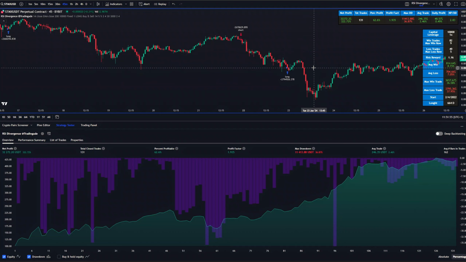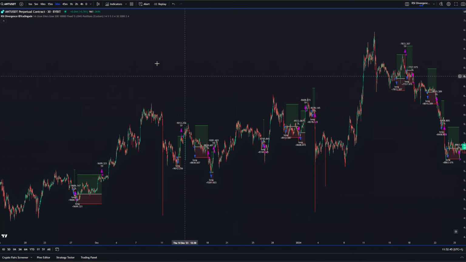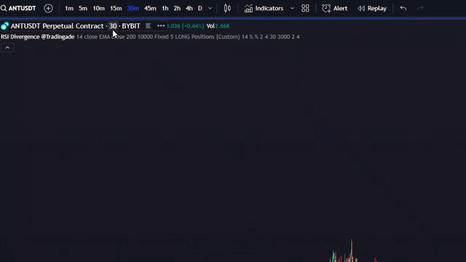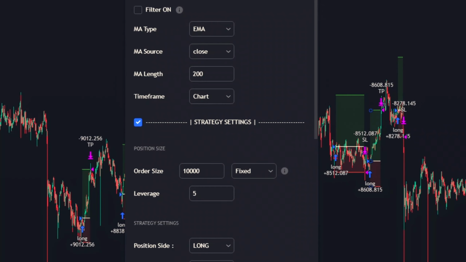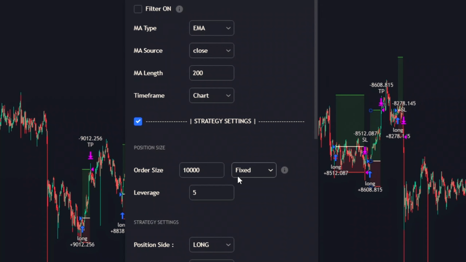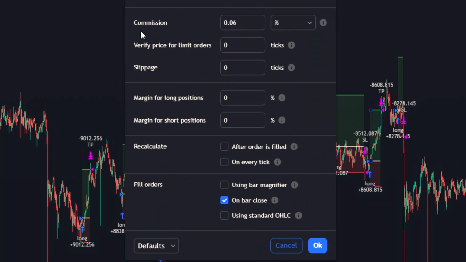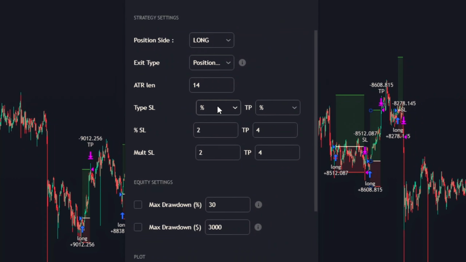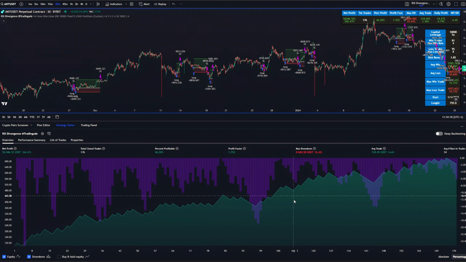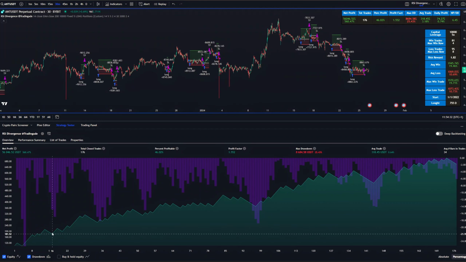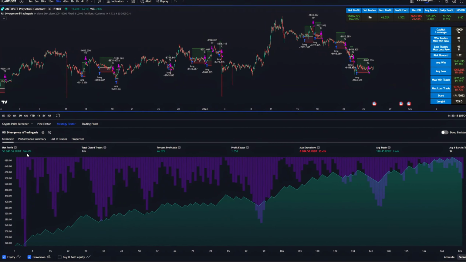Honestly, I prefer a more advanced position management. That's why I've done another backtest on ANT USDT, 30 minutes time frame, on Bybit exchange, with the same entry settings as the previous backtest, order size $10,000 with a fixed amount, leverage 5, 0.06% commission, stop loss percentage and take profit percentage as well: 2% stop loss and 4% take profit. We have a much better equity than the previous backtest. Look at here. That's why I prefer a more advanced exit management, because especially with fixed percentages, there is a higher chance of having a regular equity.